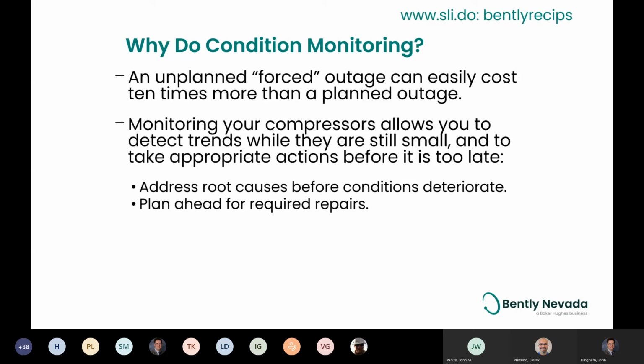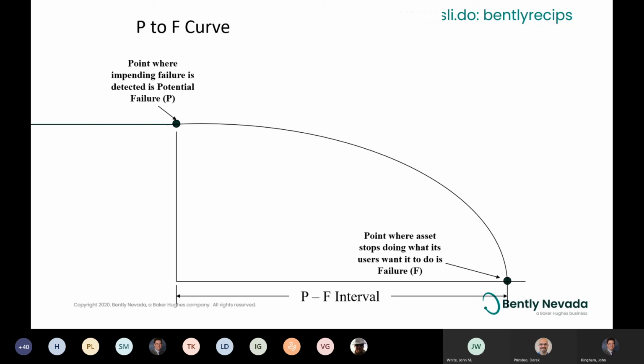So before we started doing the webinars, I was traveling around the States doing some seminars on the introduction of Orbit 60 and so forth. And I'd always ask the customers, are you familiar with the P to F curve? And quite a few weren't, so I do like to go over it just to make sure we're on the same page as to why condition monitoring is important.